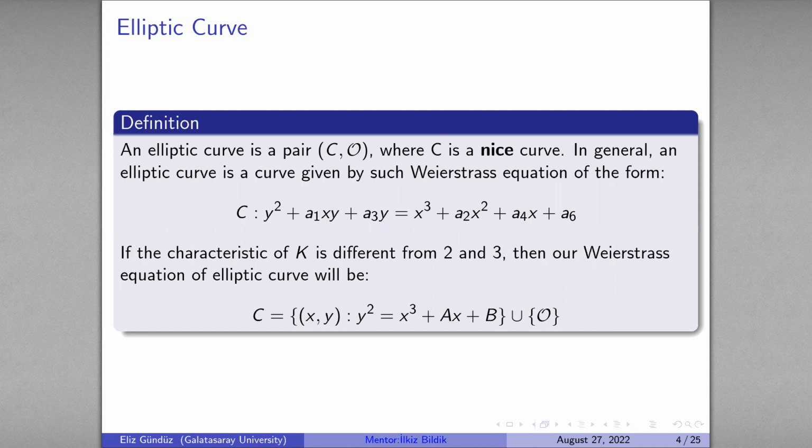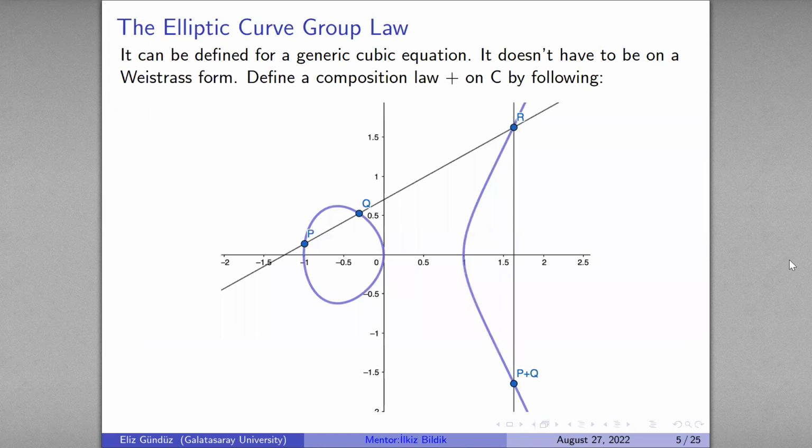If the coefficients are in the field K, then we say that the curve is defined over K. And if the characteristic of the field is different from 2 and 3, then our Weierstrass equation is of a particularly simple kind like this. The set of points of an elliptic curve forms an abelian group, and we will construct this geometrically.